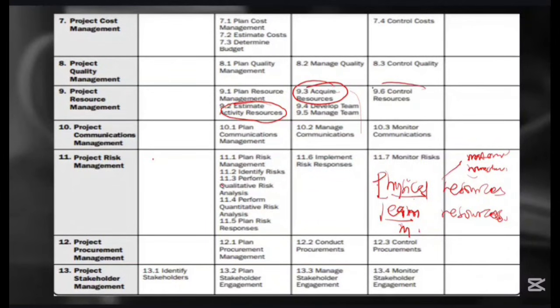Then for the physical resources, we control them. So your physical resource material, some of them are running out. You need to replenish them. You need to get more. You need to check some of them are not being used properly. Some of them being mismanaged. So you check all these ones.